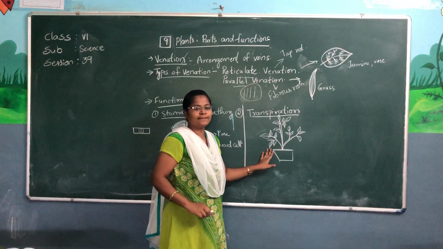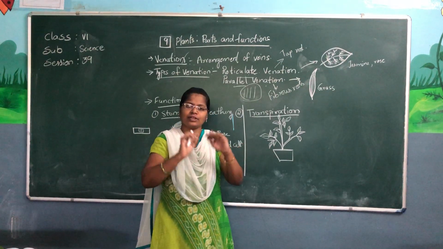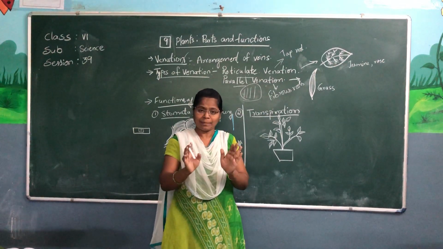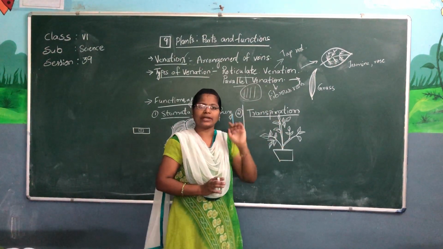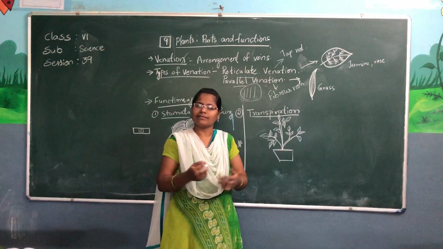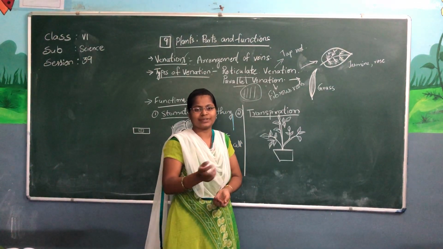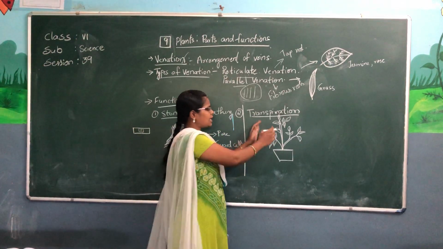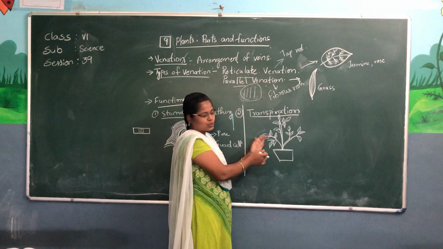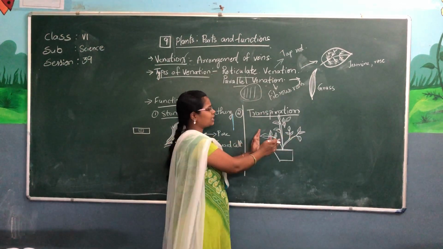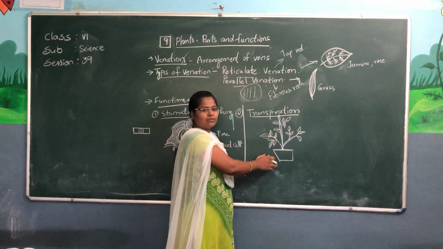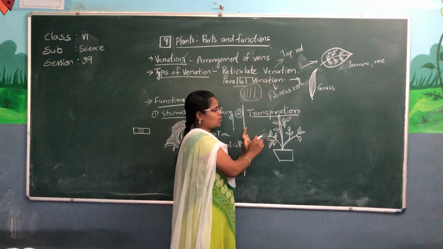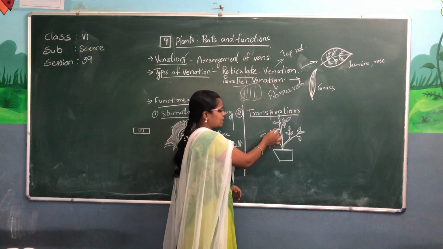Take a small plant with few branches. Now take a polythene cover, the cover which you get from the market when you buy fruits and vegetables. Take that cover and select any one healthy branch. Don't take a dry plant. Take a healthy, well-watered plant in good condition. Now select any one branch. I am selecting this branch.